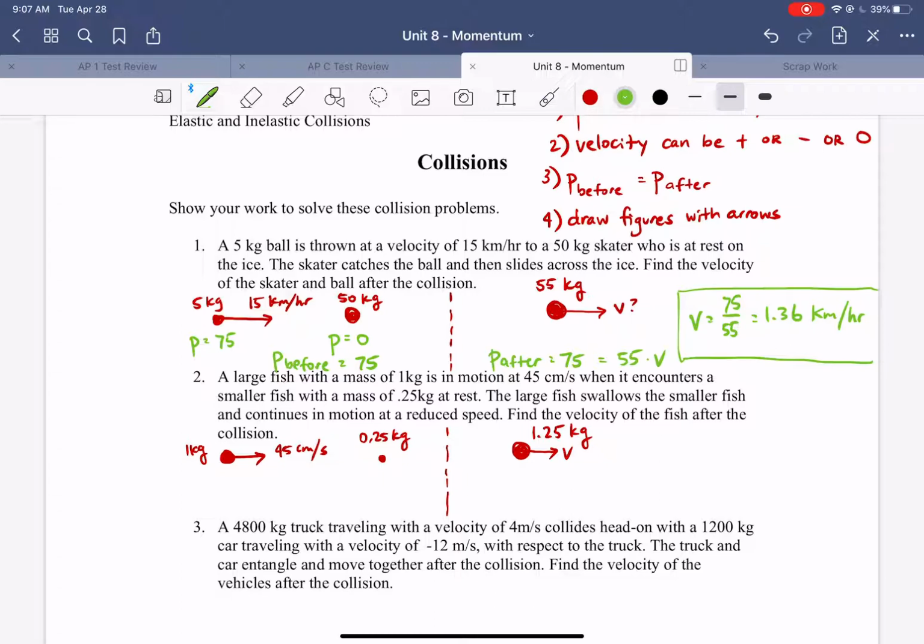All right, so if I look at momentum, over here I have 1 times 45. I'm leaving the units off here, but that would be kilograms times centimeters per second in these units. For the small fish, the momentum will be 0. So total momentum before the collision is going to be 45 in these units, which means that the after momentum must also be 45. All right, so again, we only have one object, so the momentum is mass times velocity. So it's 1.25 kilograms times v. And that means v is equal to 45 divided by 1.25, which looks like exactly 36 centimeters per second.